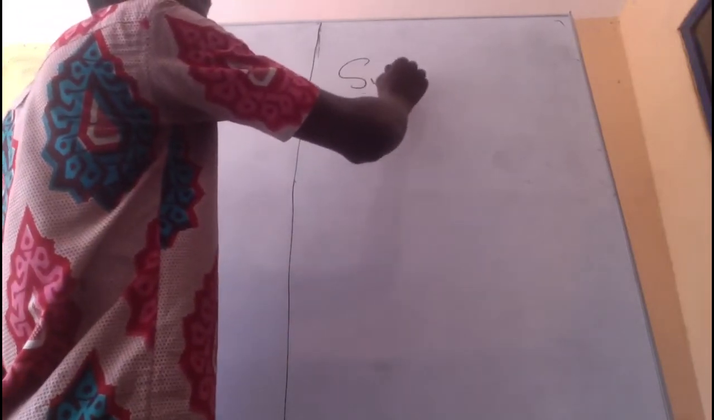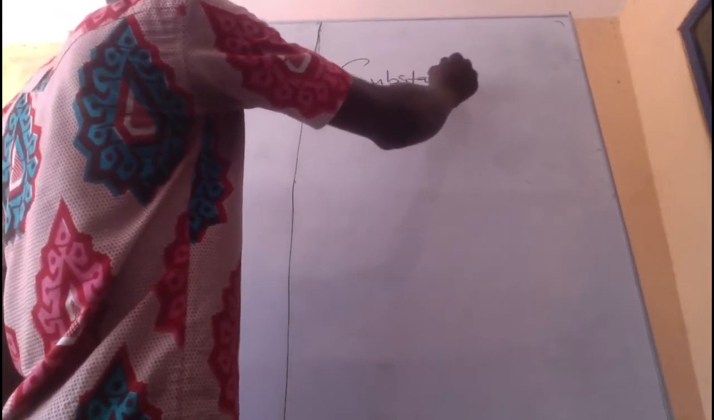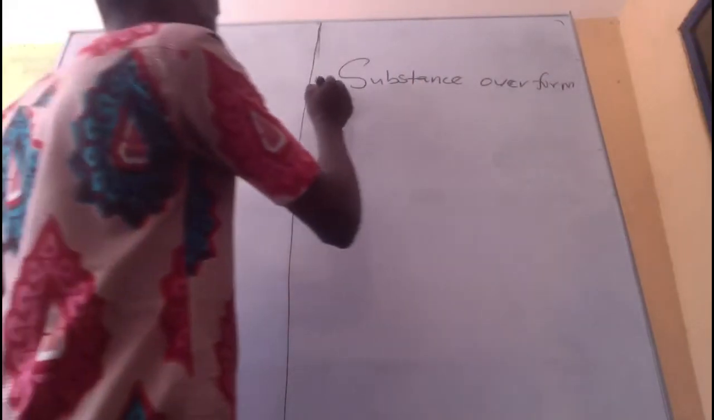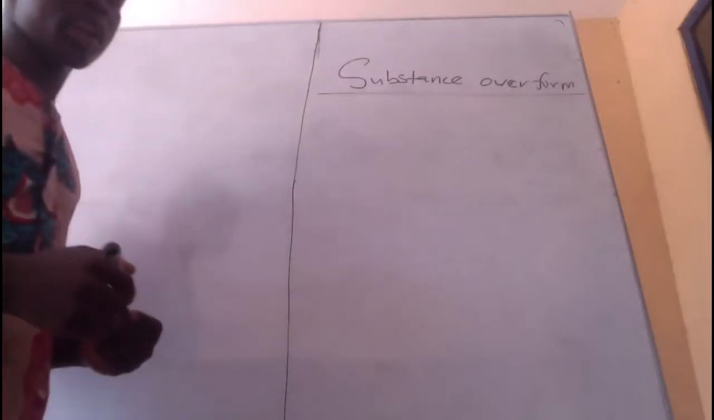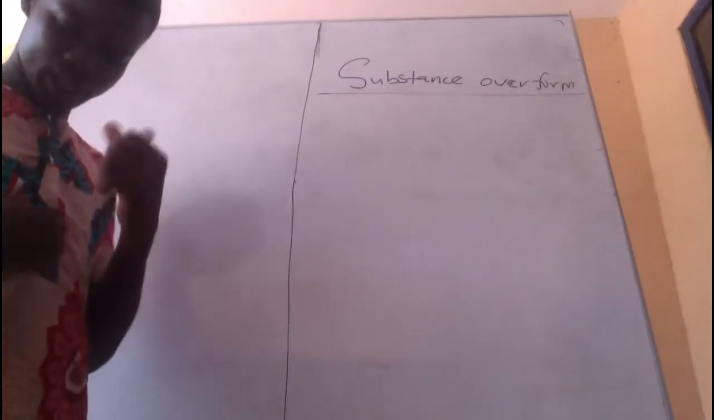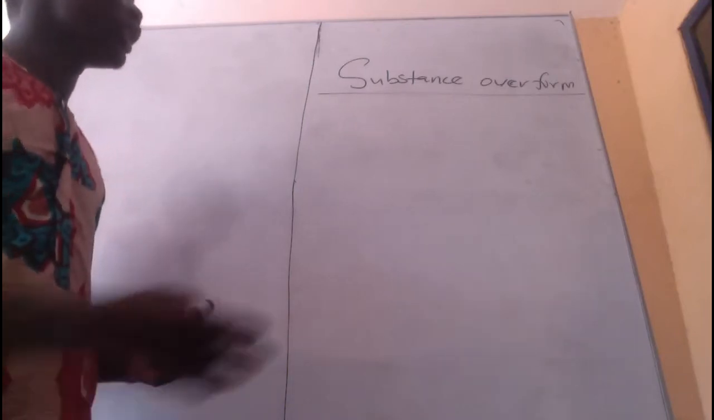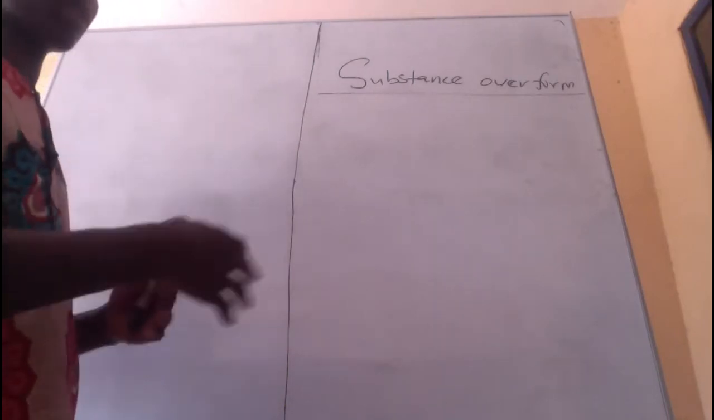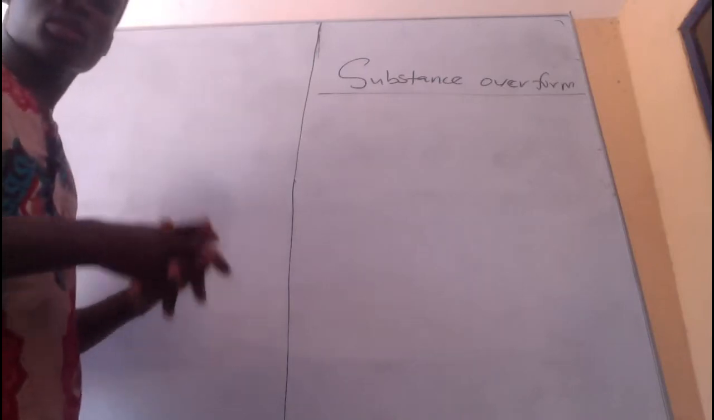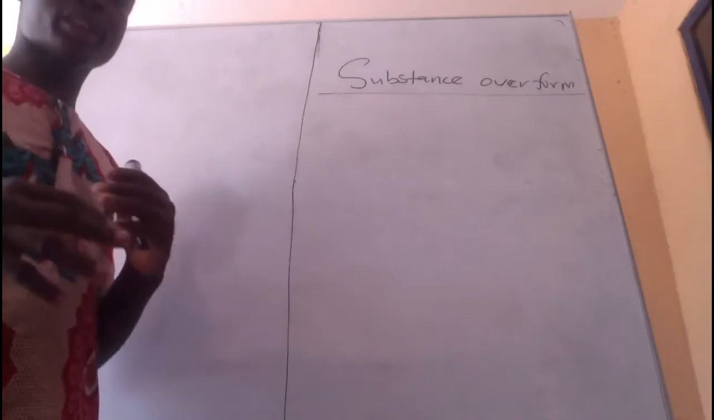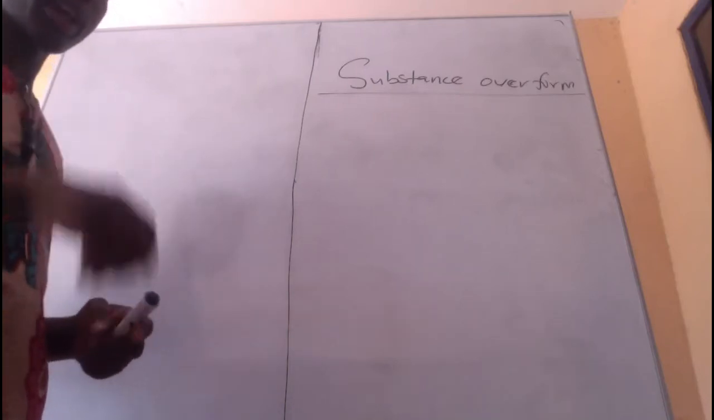Substance over form. Basically, what's the meaning? It's a concept in accounting that usually guides the faithfulness of accounts. If you want to report faithfully, then the transaction should be the substance but not the form. Now, what is substance over form?